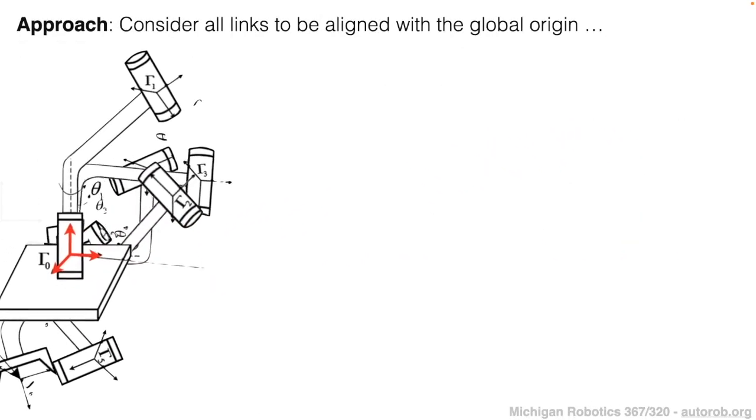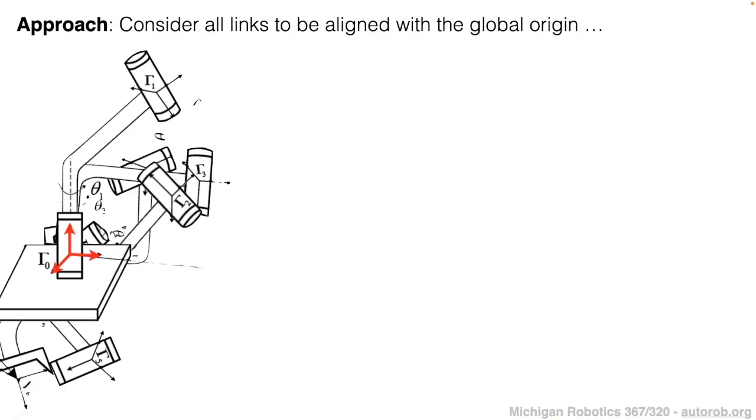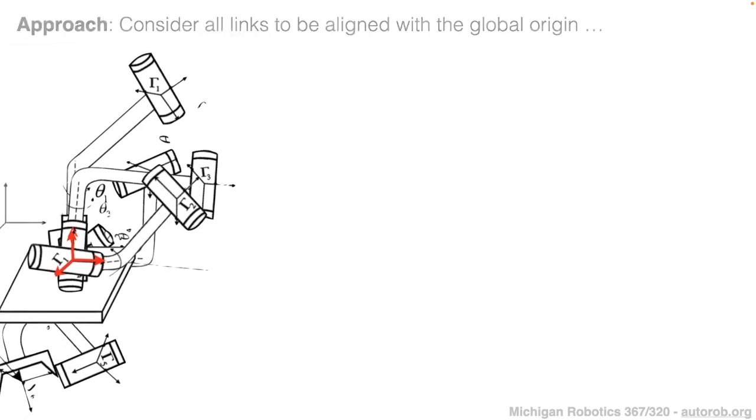And so the approach that we're going to take is illustrated in the following way, where we'll consider each of the links to have their origins aligned with the global origin to start, and then we're going to walk through the serial chain, and one by one transform all of the links together, but then drop off each link one by one at its position in the chain. So for example, the first thing we're going to do is transform the base link based on its translation within the world.